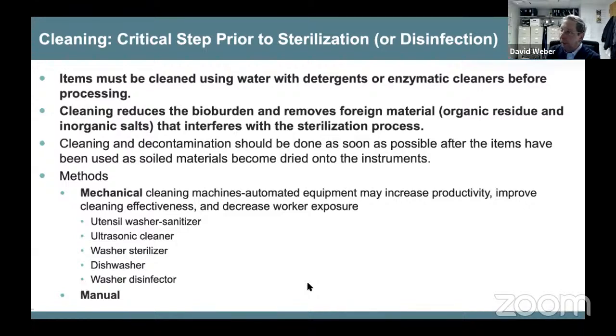So how do we do cleaning? Mechanical cleaning, machine automated equipment, certainly increases productivity, improves cleaning effectiveness, and decreases worker exposure. So most of us use automated cleaning methods. You can use utensil washer sanitizers, ultrasonic cleaners, and washer sterilizers in some cases. If not, simple dishwashers can be used. The one we prefer least is actual manual cleaning, although some very sensitive items or items with small lumens still need manual cleaning. Most places will use manual cleaning initially to get rid of the gross debris, but then we prefer a mechanical cleaning method.